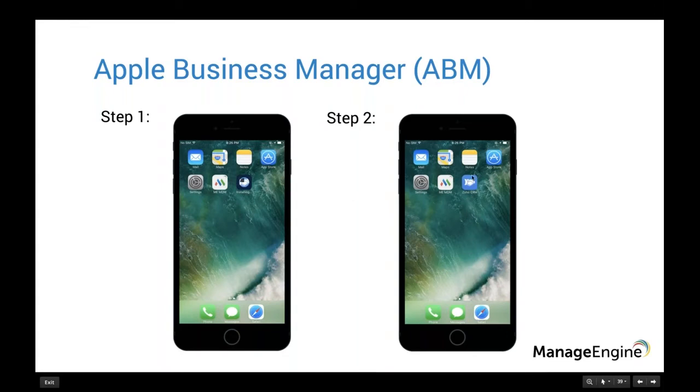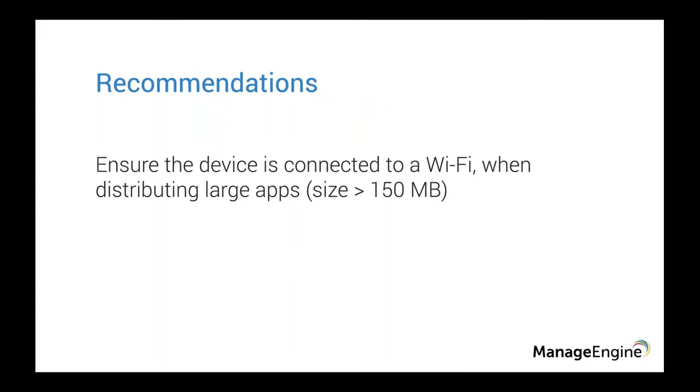Now, here's an important recommendation for you when it comes to the app distribution process. If you're distributing an app with a file size of over 150 MB, you need to ensure that the device to which this app is being distributed is connected to Wi-Fi. Otherwise, this app distribution process will eat into your end user's data plan, which is not an ideal situation for both your end user and yourself.